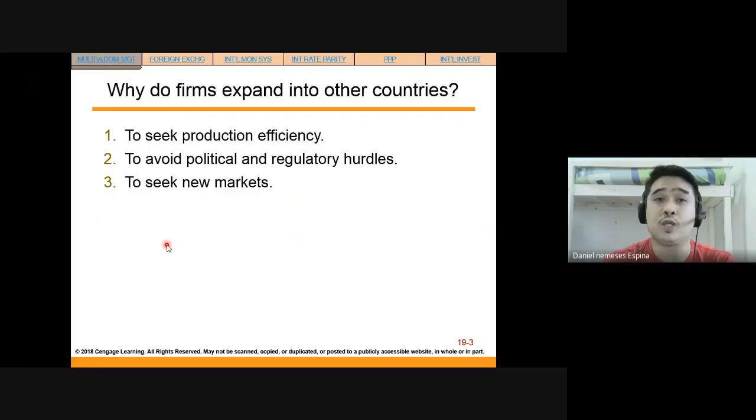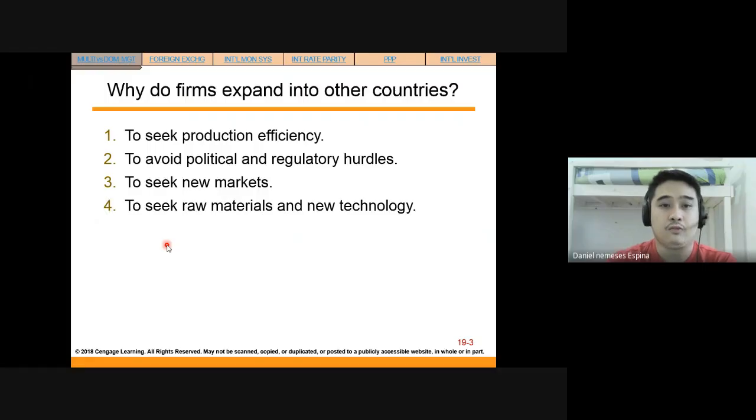Another reason is that they want to seek new markets. For example, Jollibee Foods is now expanding into the US, simply because they want to seek new markets. Of course, it is also to avoid maturity, or to be in a situation where the profits are already declining. So they want to seek new markets to increase their sales and thereby increase their profits.